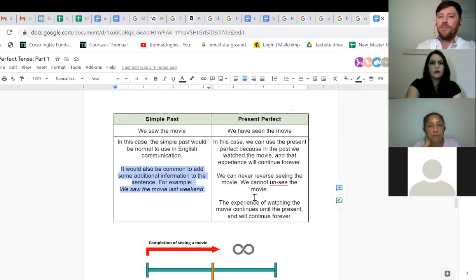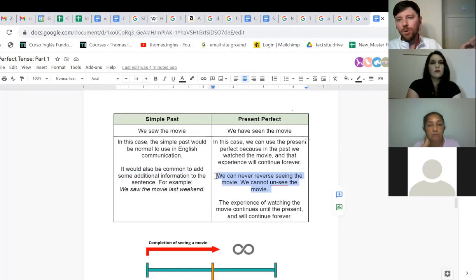If we're using present perfect, it's a little different. Então, você precisa pensar numa maneira like filosófica agora. So, o fato que se nós já vimos o filme, nós não podemos reversar esse fato. Like, we cannot go back in time and unwatch the movie. Quando você vê o filme, isso é real, isso é a verdade para o resto da sua vida.